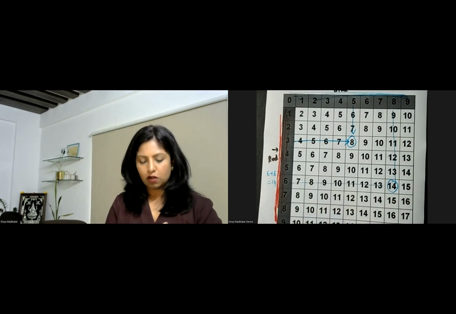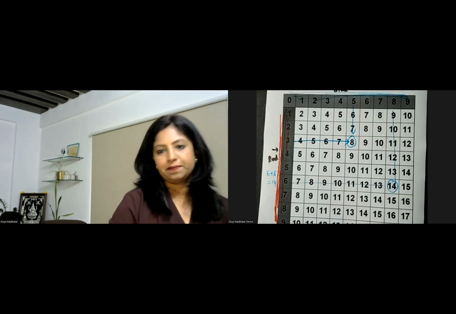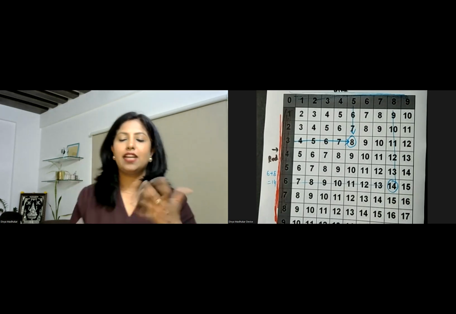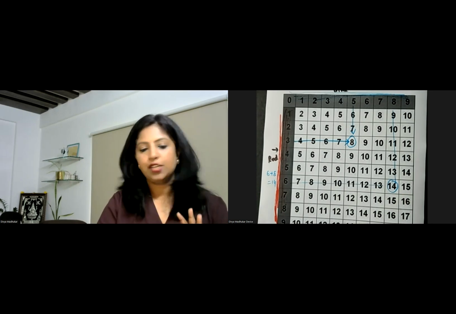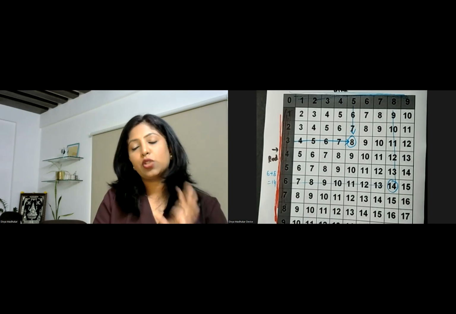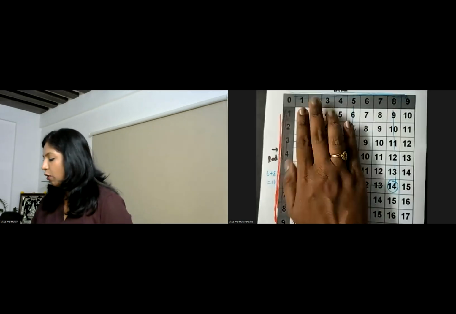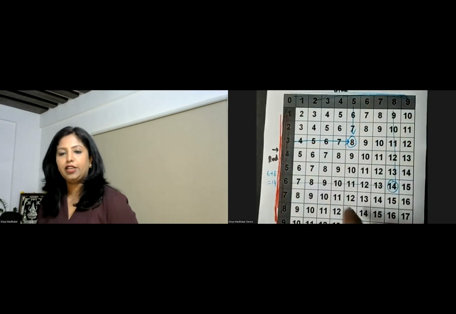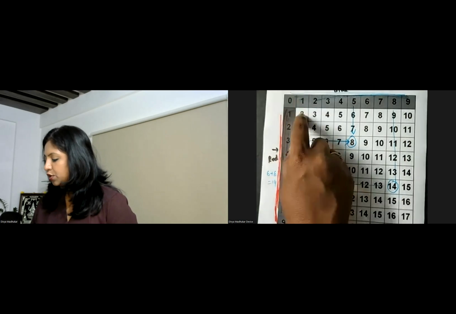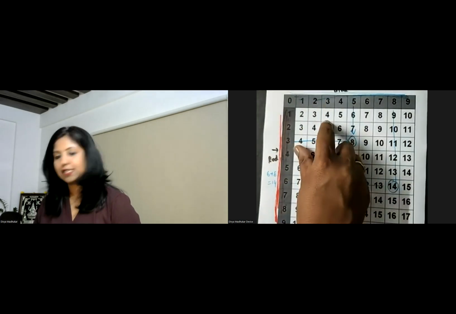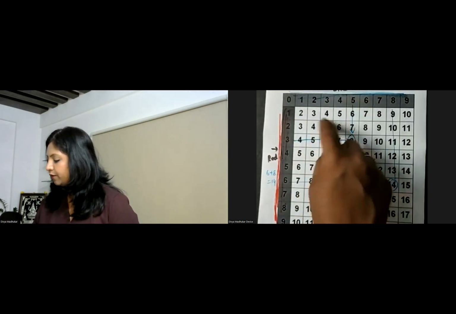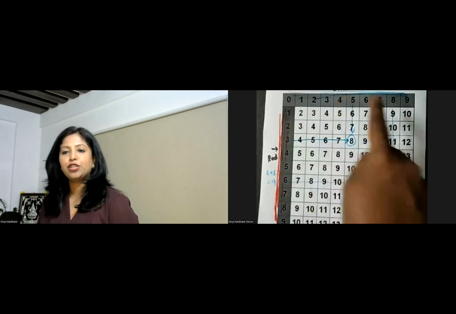Okay, so this is your addition chart. We call it also addition chart 3. So likewise, you also have a multiplication chart. Sometimes they will not give you anything to fill in. You have to fill in: 1 plus 1 is 2, 1 plus 2 is 3, 1 plus 3 is 4, 1 plus 4 is 5, 1 plus 5 is 6. You need to fill up the chart.